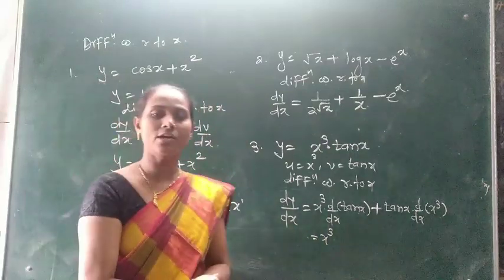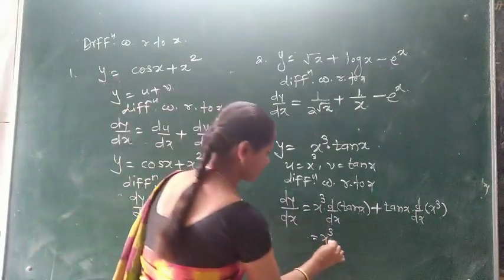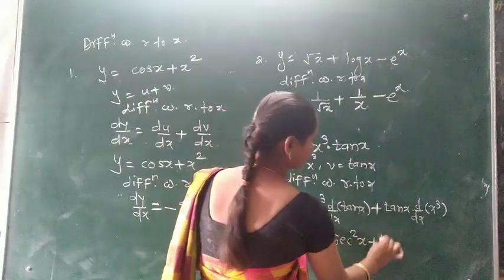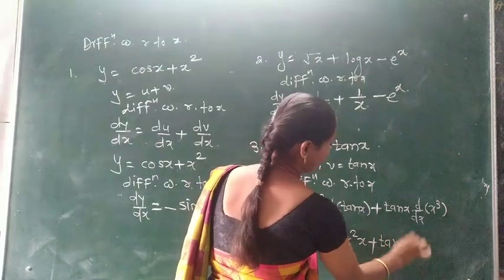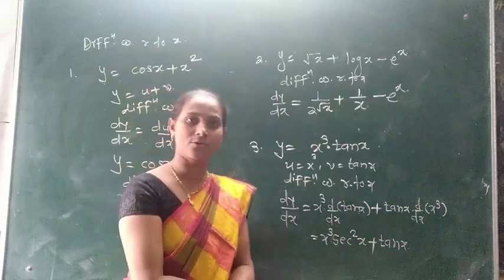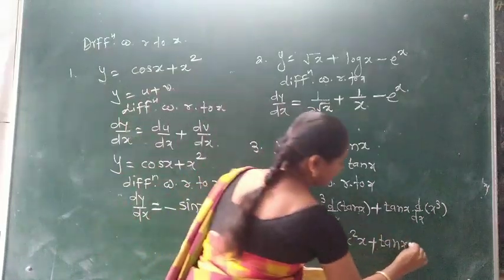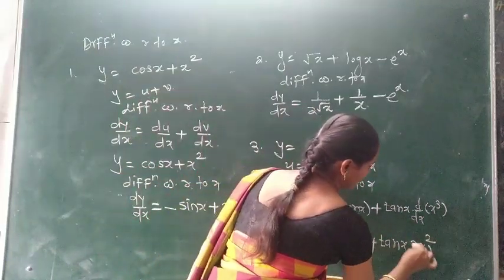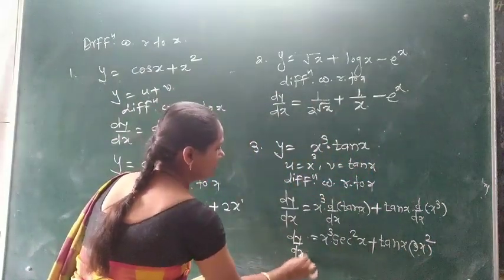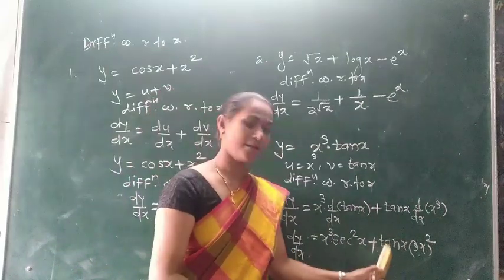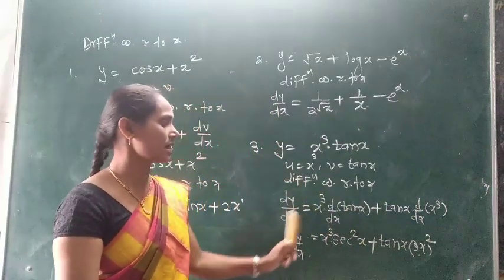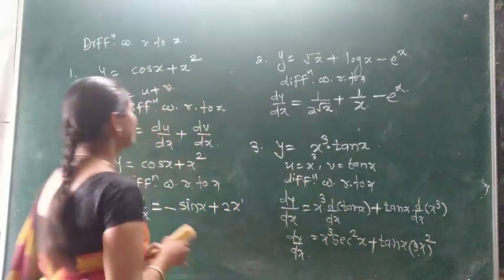Now keep x cube as it is. So what is the derivative of tan x? Sec square x. Plus this tan x as it is. Now find the derivative of x cube by power function. Derivative of x cube is 3x square. So dy upon dx is equal to x cube into sec square x plus tan x into 3x square. We find this derivative by using product rule of differentiation.